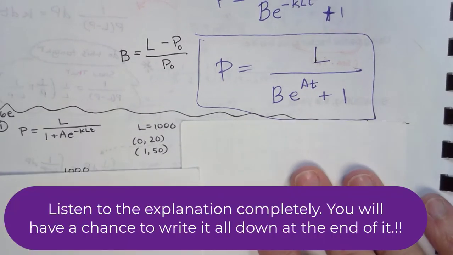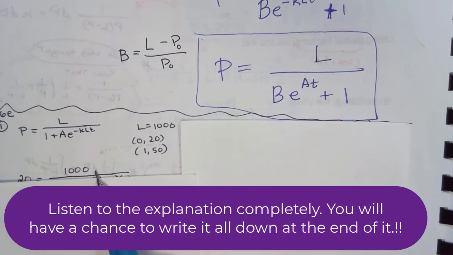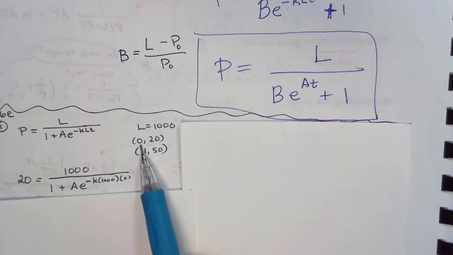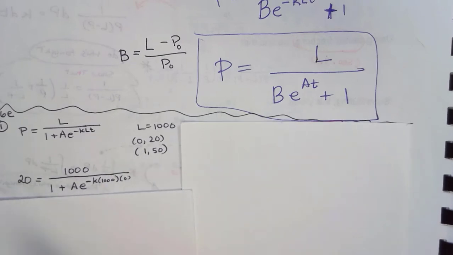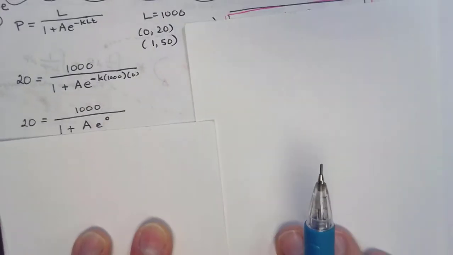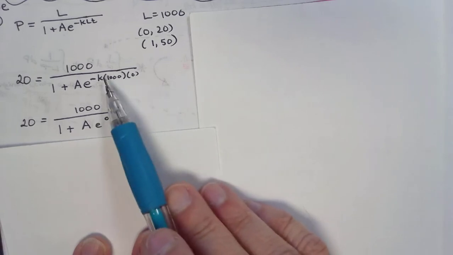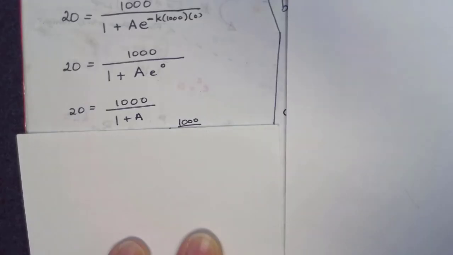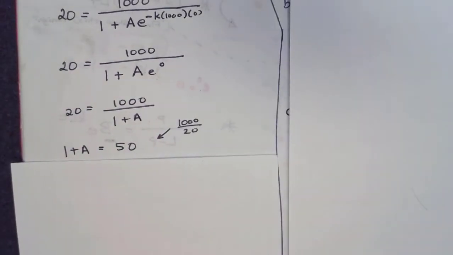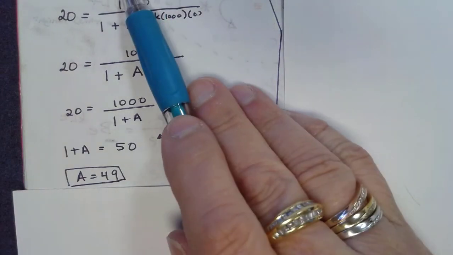All right, let's look at what we know. We know that my limiting factor is 1,000, and at day equals 0, there are 20. Now, what can I find from here? Well, I get 1,000 over 1 plus A. This is going to be e to the 0. Now we can solve this easily. Multiply by 1 plus A, divide by 20. So 1 plus A is 50, so A is 49. Cool, I have that number.